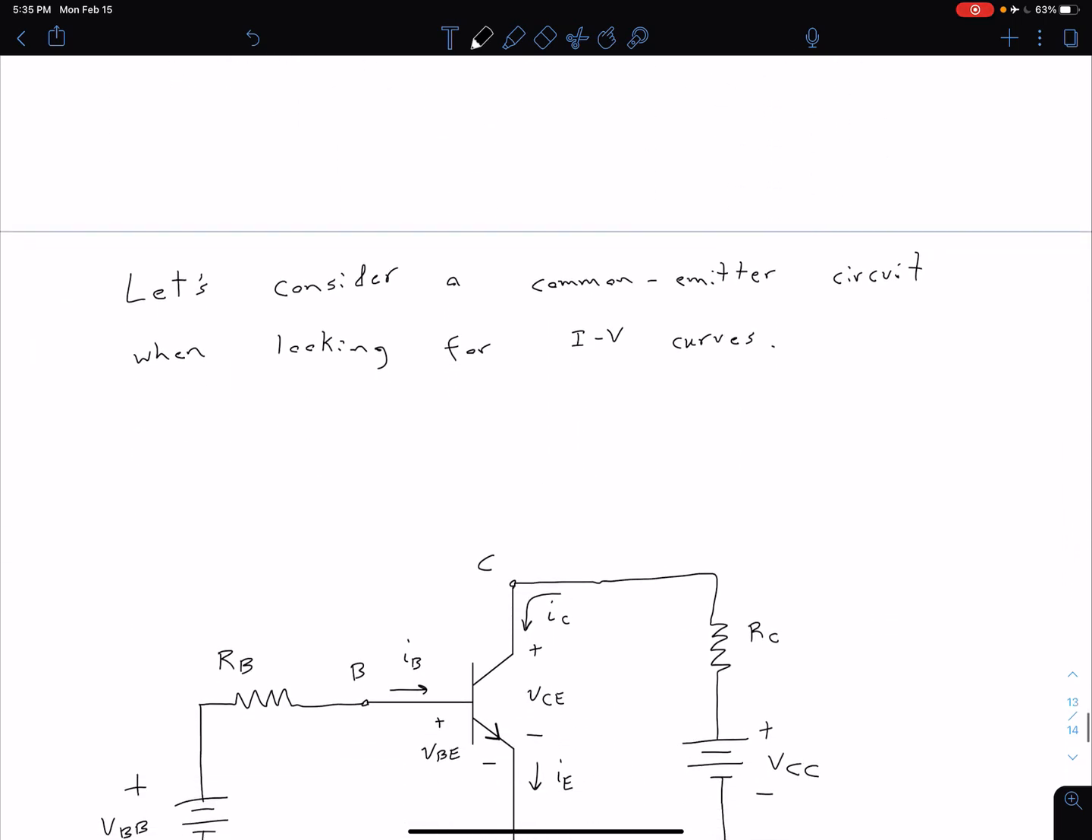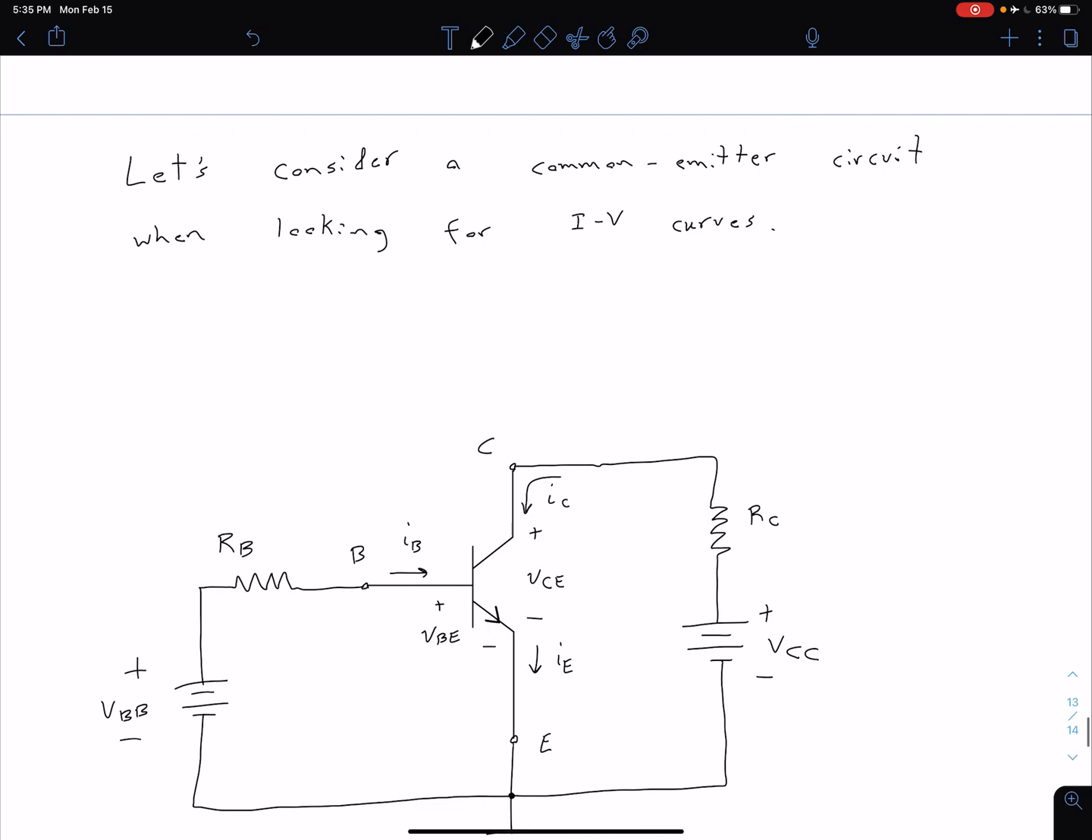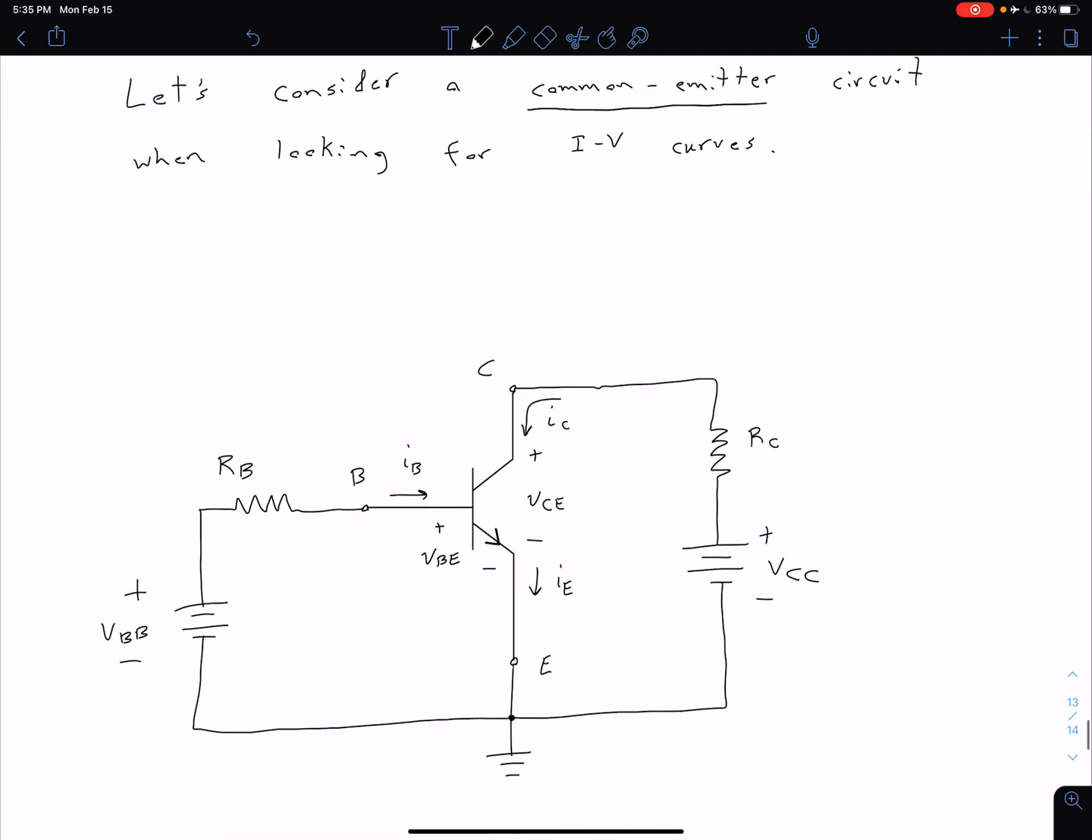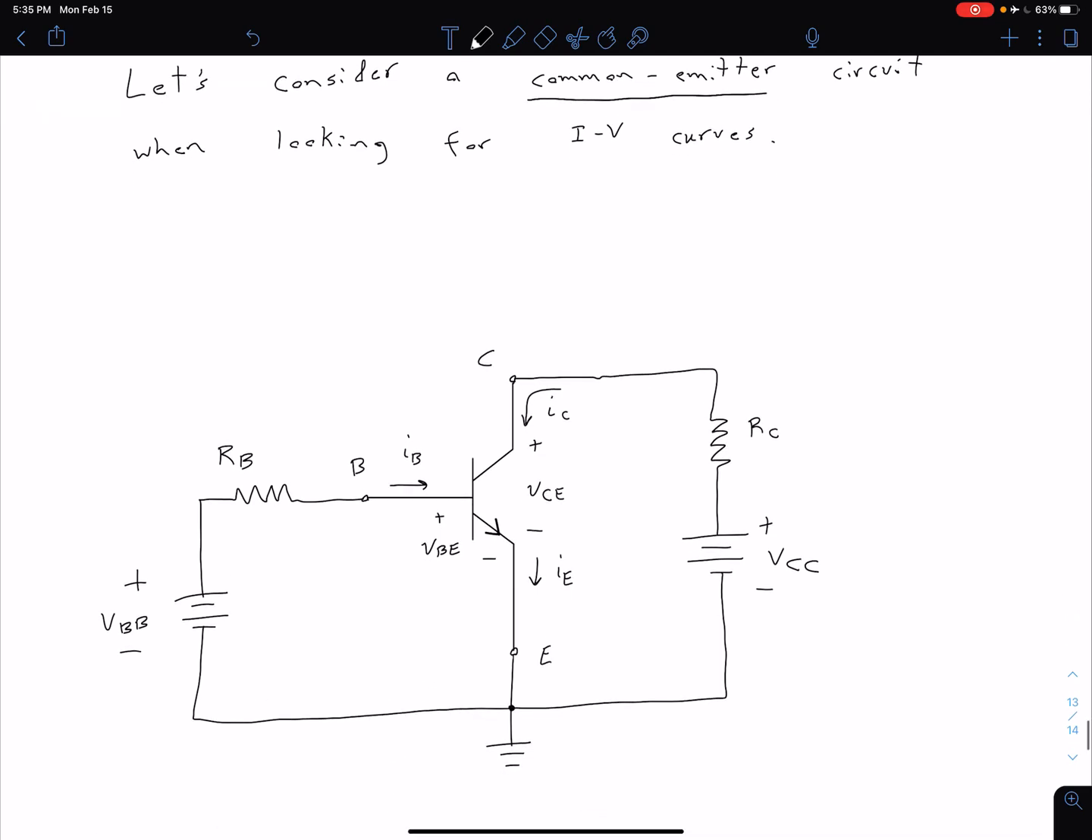What we're going to do is consider a particular circuit first of all. Our IV characteristic might change or shift a little bit depending on how our circuit is configured. We're going to look at something called a common emitter circuit. The reason this is a common emitter circuit is because our emitter terminal is connected to ground, as we see here. Notice this is similar to some of the basic diagrams we looked at before.